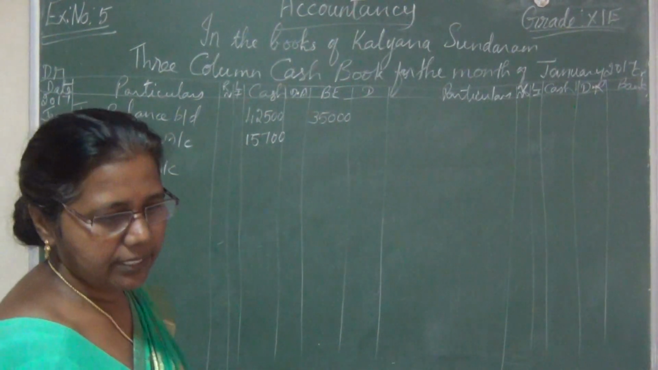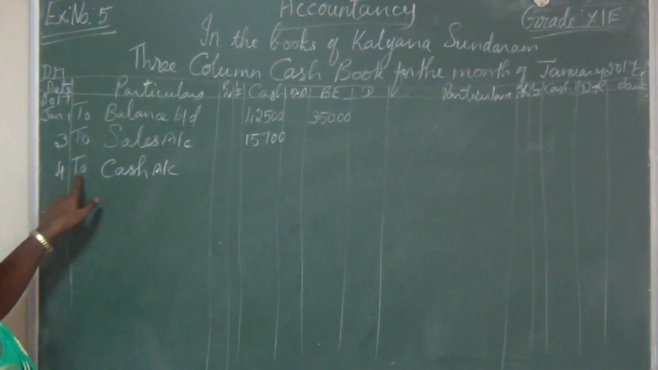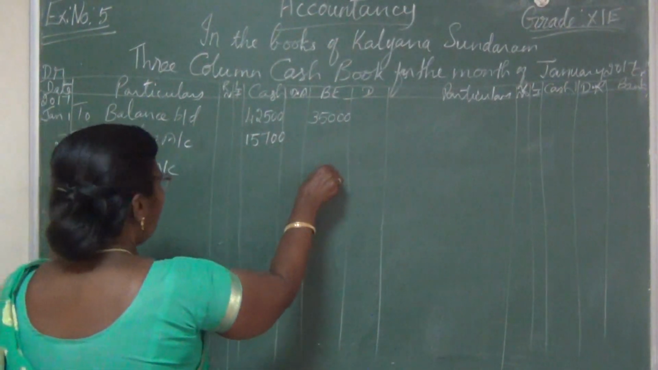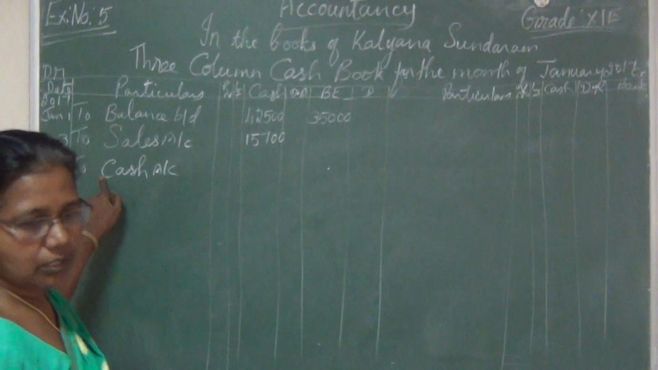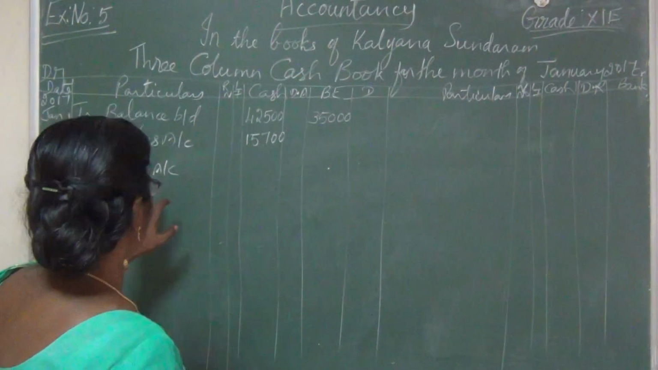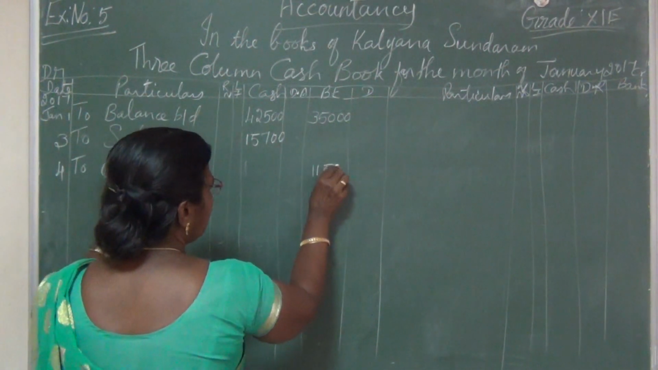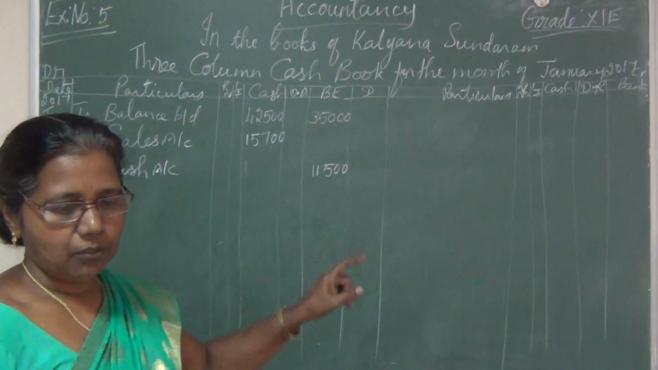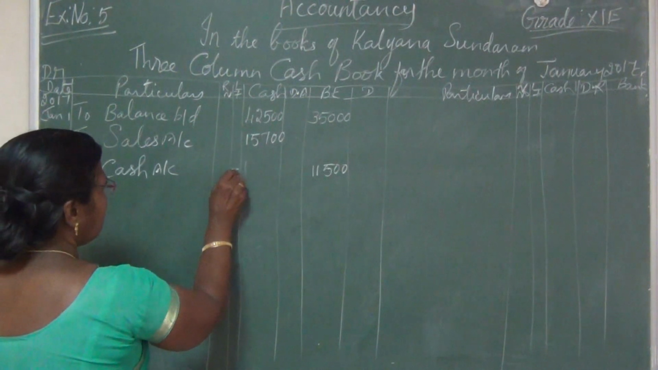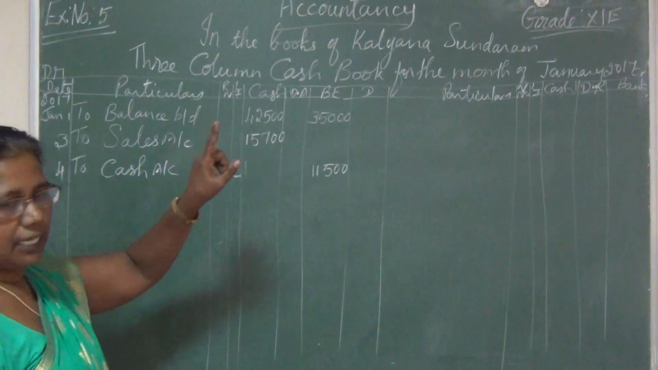So what is the date? Cash paid into bank 4. Okay, to cash, what is the entry? Bank account debtor to cash. So in the bank column we should write the amount. Okay, what is the amount? Cash paid into bank 11,500. We should write in the bank column. Okay. Then here in the LF column we should write C for contra. So the same entry will be posted on the credit side also.